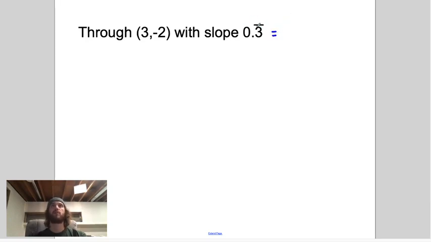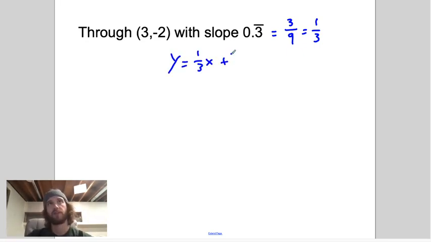Okay, this is a slope of 0.3 repeating. If you want to write any number with a repeating pattern as a fraction, you just take the pattern that's repeating, which is just a 3, and put it over a number of 9s equal to the number of digits that are repeating, which is just 1. So 3 over 9, which simplifies to 1/3, or you just recognize that decimal. Okay, so y equals 1/3 x plus b.